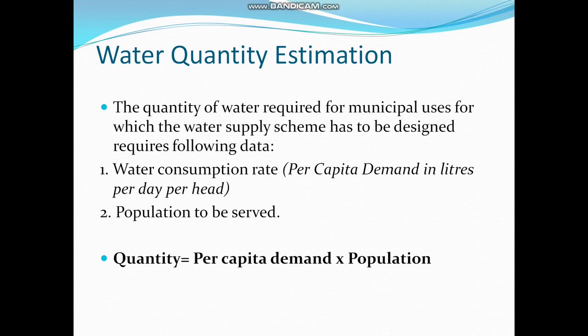So in this lecture, we have learned about various kinds of water demand which are very important in designing a water supply scheme. In our next lecture, we will focus on population forecasting methods along with design period required for a water supply scheme. Thank you.